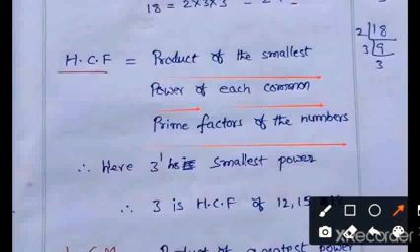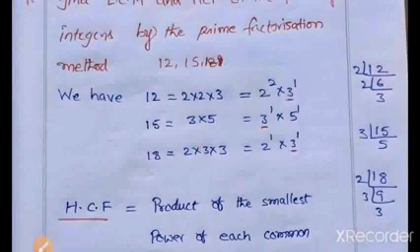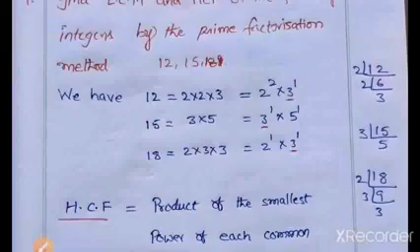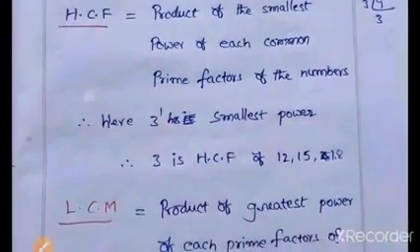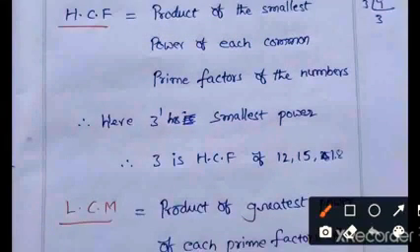So in this sum, look at the common factors. 3 is a factor in all three numbers, so 3 is the common factor and its power is the lowest. So the HCF is 3 power 1, the smallest power. Therefore, 3 is the HCF of 12, 15 and 18.